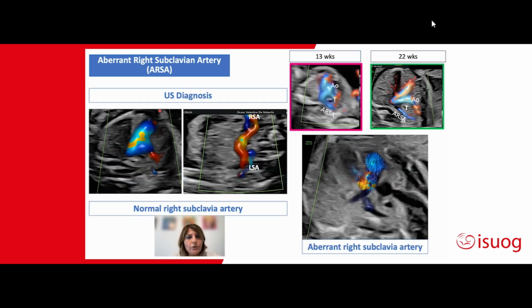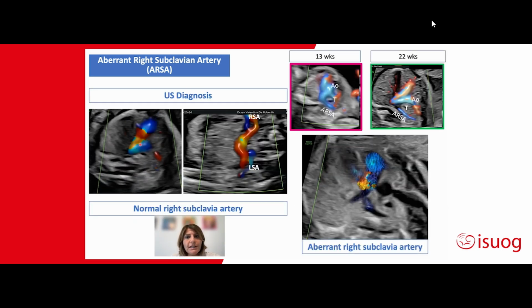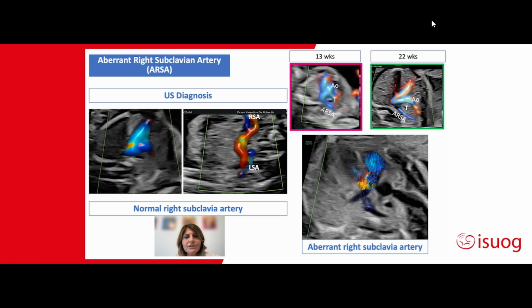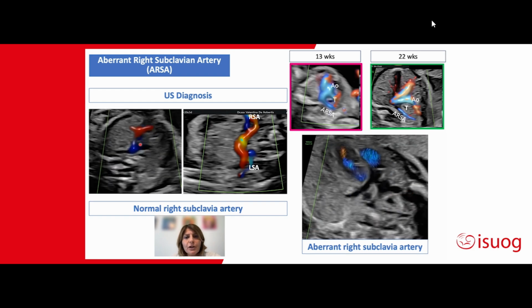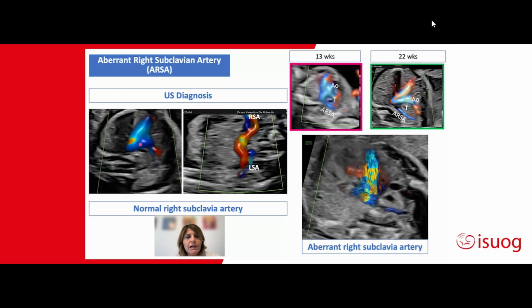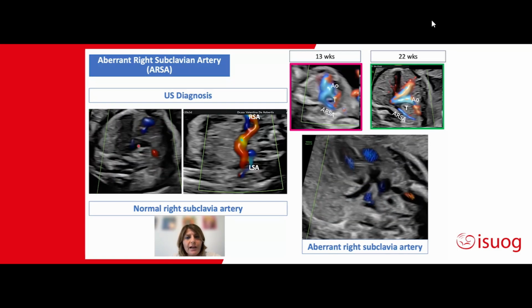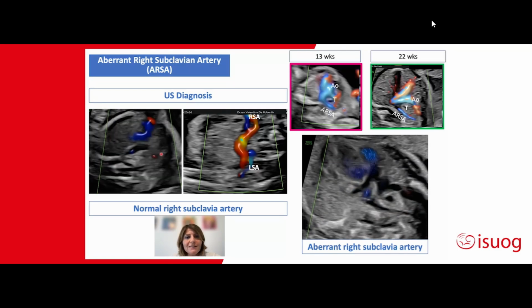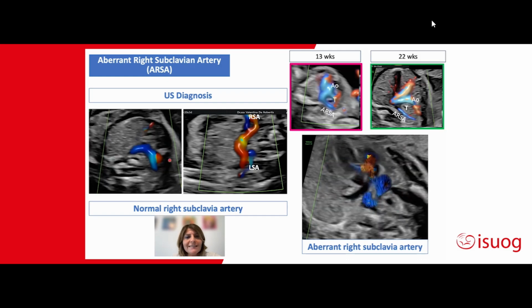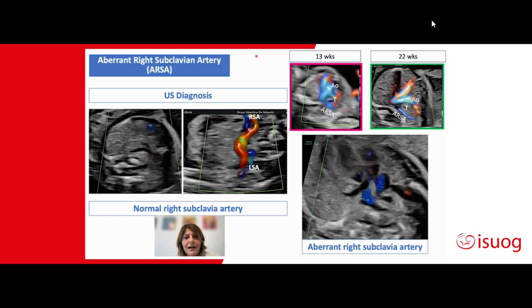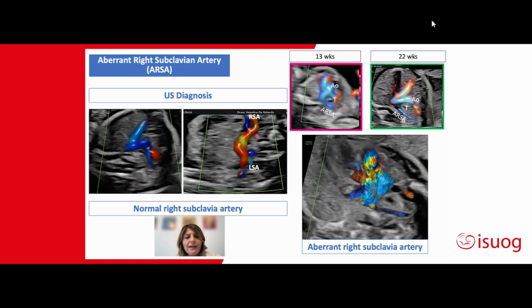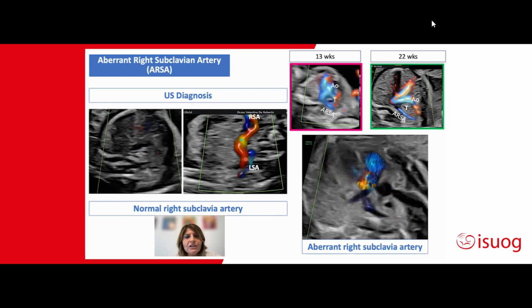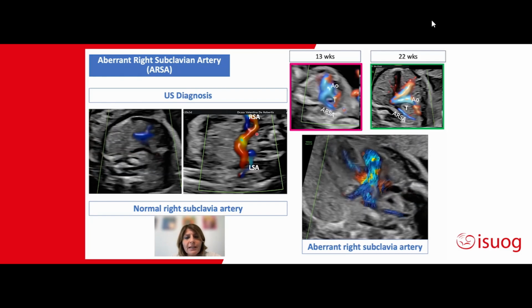To visualize the course of the right subclavian artery, begin with the 3 vessels in trachea view, tilting the probe toward the fetus's right shoulder. The PRF should be lowered, or a bidirectional power Doppler should be used. Under normal condition, the right subclavian artery passes in front of the trachea and extends toward the fetus's right arm, forming a characteristic S shape. The subclavian artery and vein typically appear overlapping.